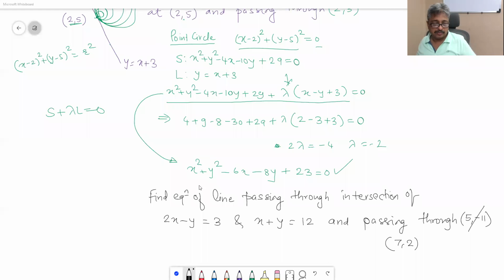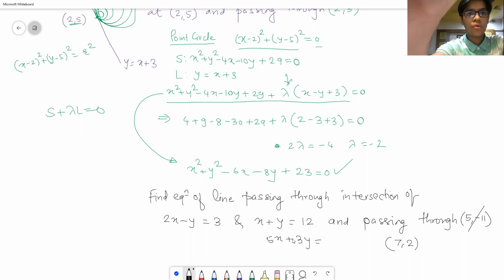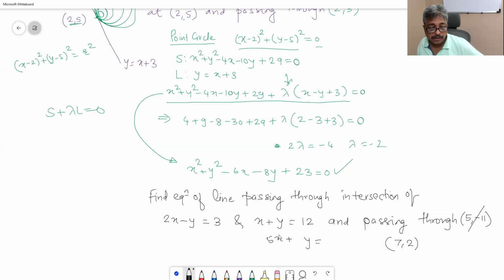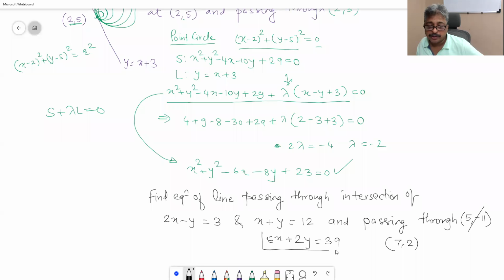You have found out 5x plus 3y is equal to 15. What is the 35 and 6? Sir, 39. Is this correct? 5x plus 3y... plus 2y. Sir, 5x plus 2y. 3x plus 2y. So 35 and 4, 39. That is the equation.